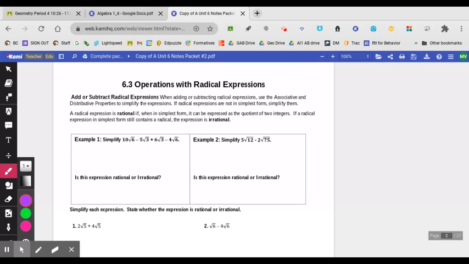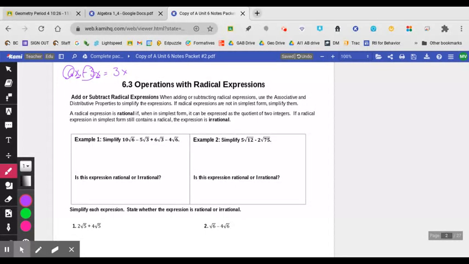So what we need to remember is that in order to add or subtract, we need to have like terms. If you recall, we learned that 6x minus 3x is 3x, because once they have the same term, we just add their coefficients. So 6 and negative 3 equals 3x. We're going to do the same thing here.